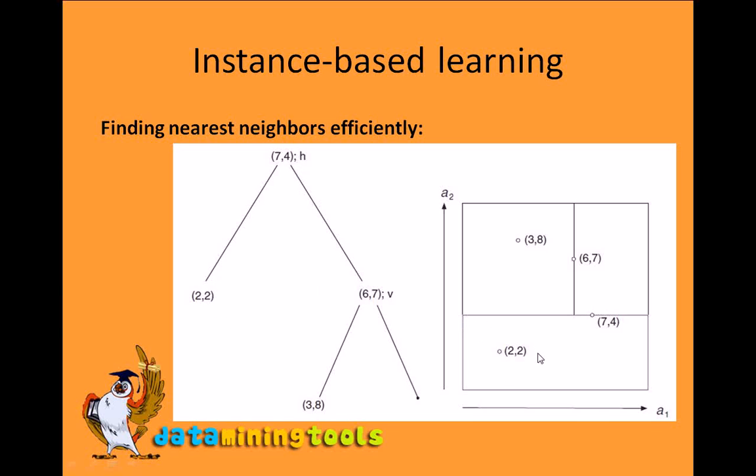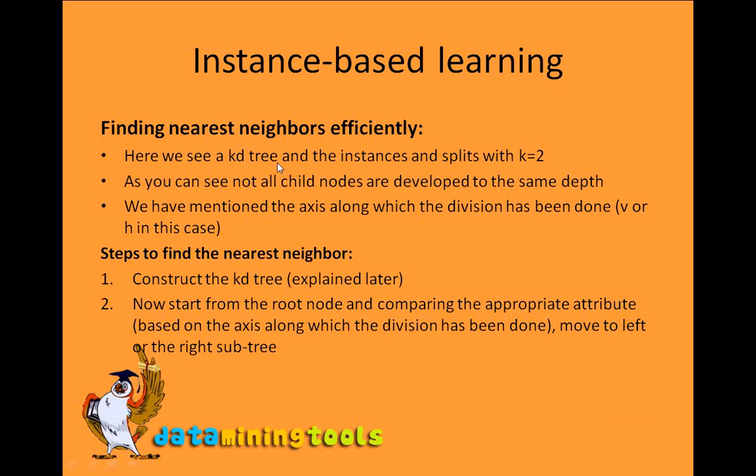On one part we have 2 comma 2, which we don't divide any further, and on the other side we have these following 2 points where we again do a division on 6 comma 7 parallel to the vertical axis. How we do this division, and at what point we do the division, we'll look at later. We'll first talk about, if we have our k-dimensional tree, how do we find the nearest neighbor efficiently.